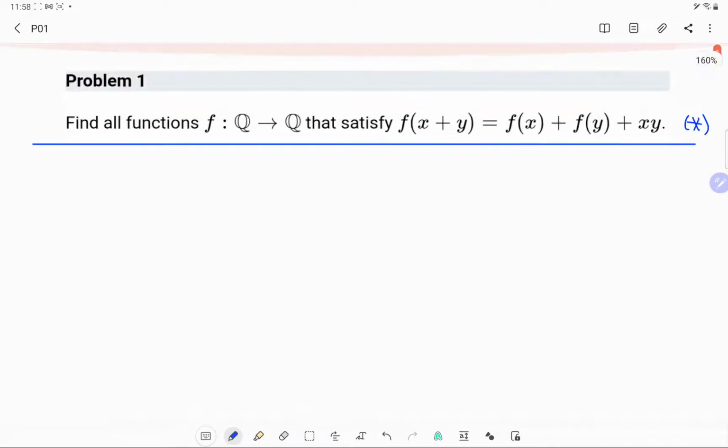It is a functional equation like this. Find all functions f from rational numbers to rational numbers that satisfies f of x plus y equals f of x plus f of y plus x times y.